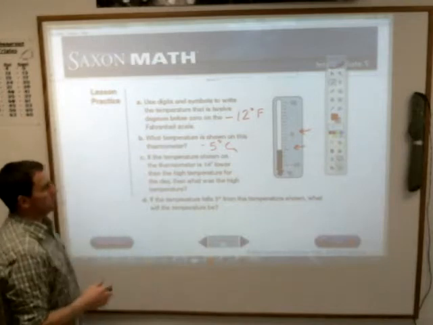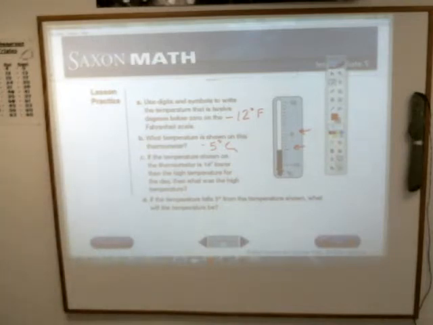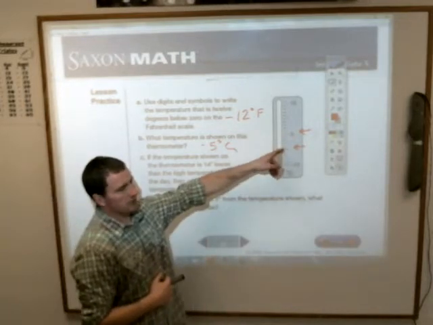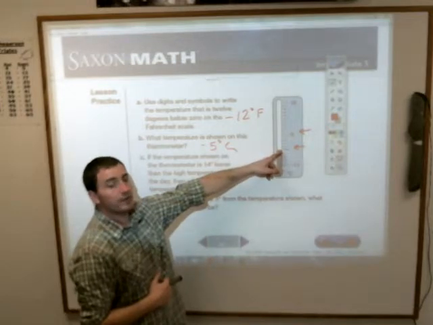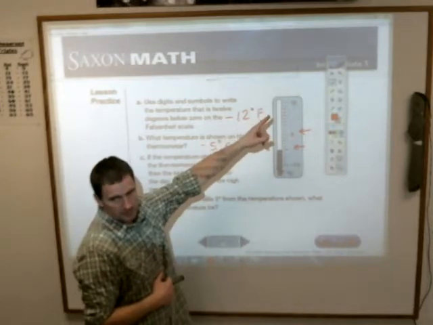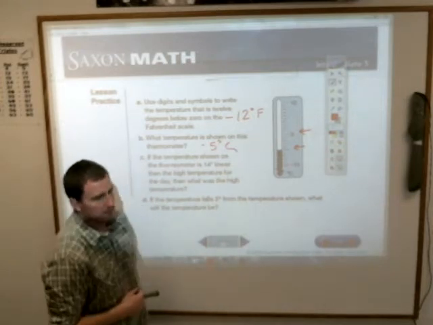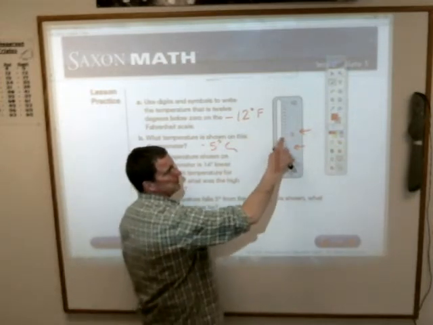Letter C, if the temperature shown on the thermometer is 14 degrees lower than the high temperature for the day, what was the high temperature? How would you figure that out? If this shown is 14 degrees lower than the high temperature, what temperature would that be? In other words, you're going to have to go up 14 degrees here.